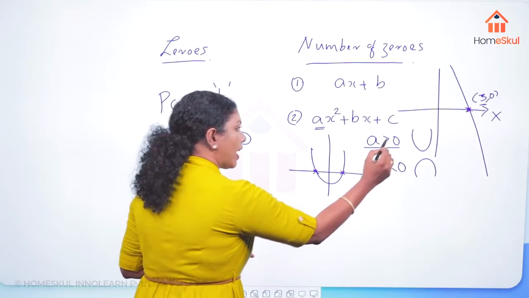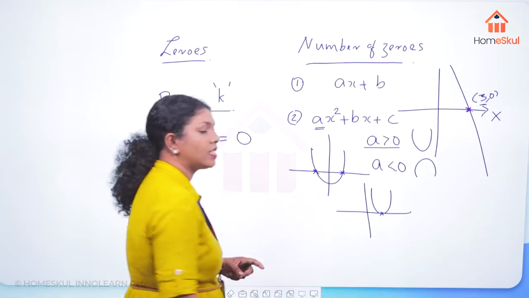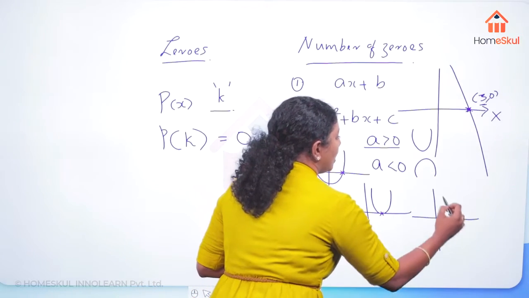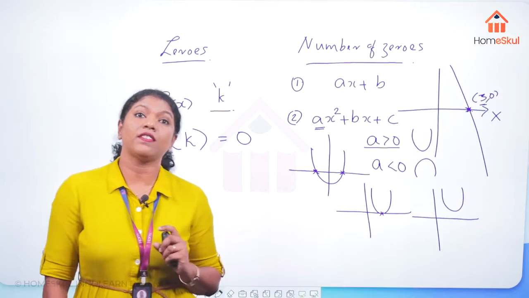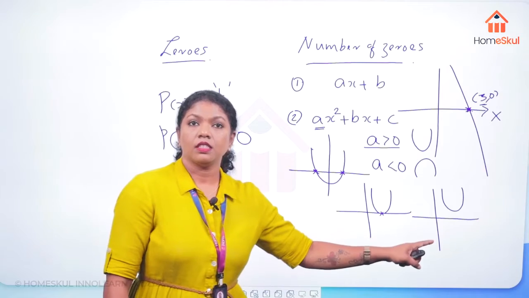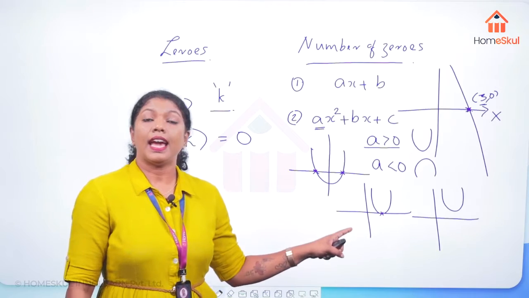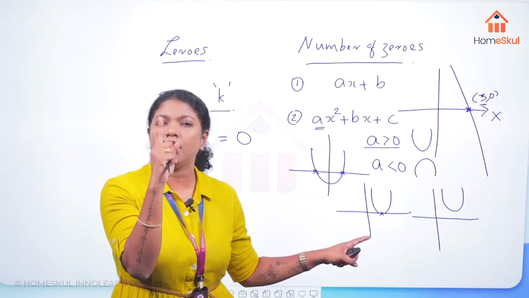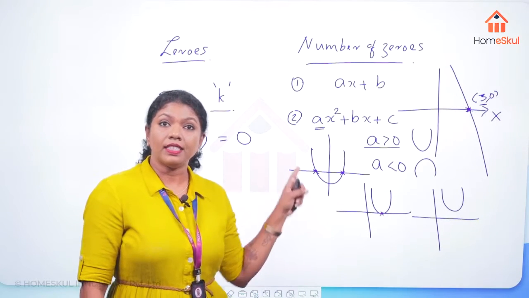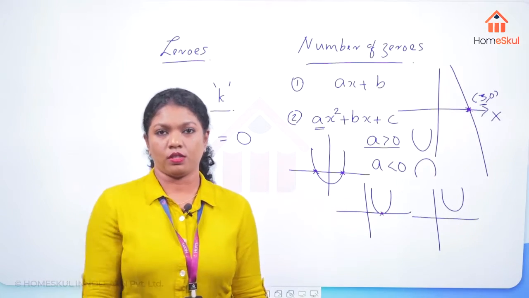And for a greater than 0, the parabola can be upward, but the point of intersection with the x-axis is only 1 point. And for a greater than 0, the parabola can be upward without even touching the x-axis. So for a quadratic polynomial, you can have 0 zeros, that means no zeros at all, not touching the x-axis at all. And 1 zero, that is the point of intersection is only 1 point. And 2 zeros is also possible, when the parabola is crossing the x-axis at 2 points.